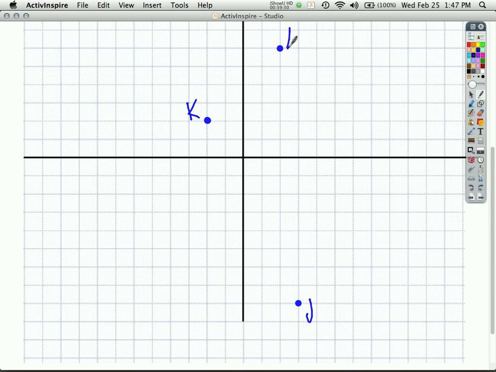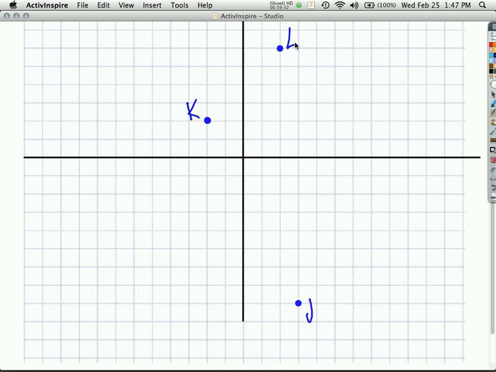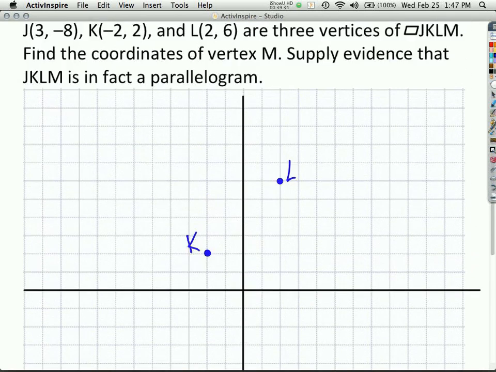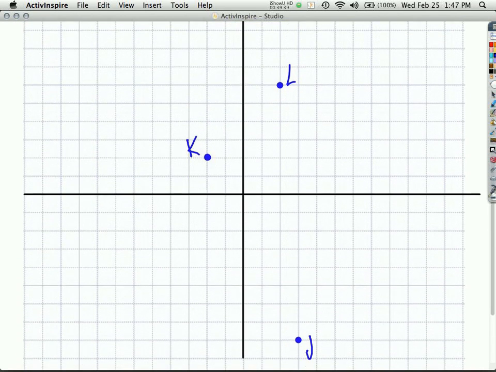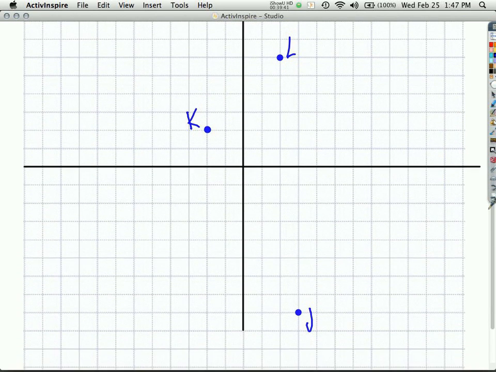So the question is, where would point M have to be to make this a parallelogram? Anyone have any ideas already? Okay, we got Ania and Brandon, Chris. Ania, and where do you think it should be? Okay, Brandon. Okay, Chris.